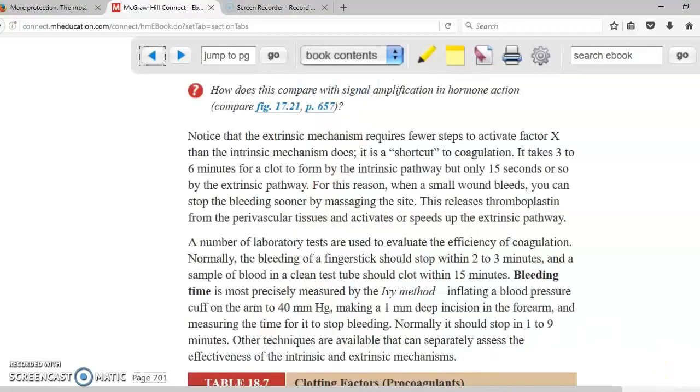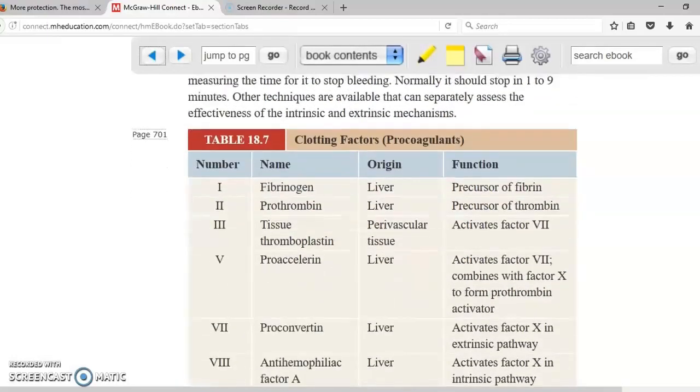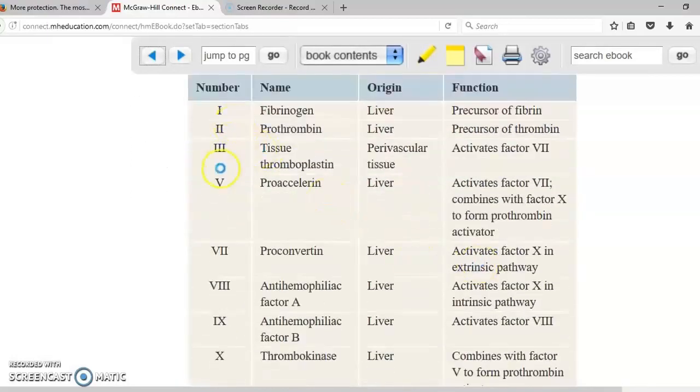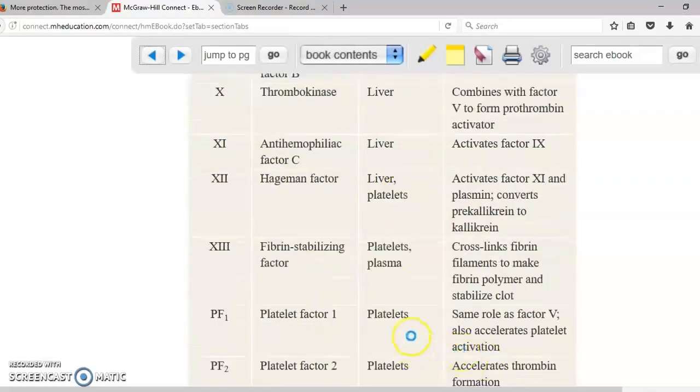How long does it take in order to coagulate? As you can see here, for example, bleeding of a fingertip, then it should stop in 2-3 minutes. The clotting factors. So as you can see, you have the number of the clotting factor, the name of the clotting factor, and where they come from. So as you can see, most of them come from the liver, but at the bottom, you're going to see the other clotting factors. They come actually from platelets.